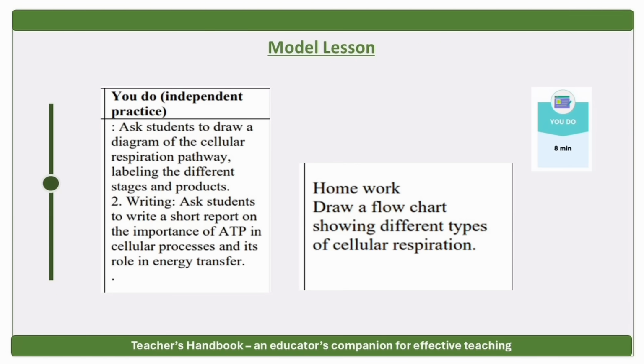their own. Here the students can be asked to draw the diagram of cellular respiration pathway, or they can be asked to write a short report on the importance of ATP in cellular processes and its role in energy transfer. The homework can also be a part of the you do phase of the teaching learning process. And for students' independent practice, the time limit is 8 minutes. So that student independent practice should be completed in 8 minutes.